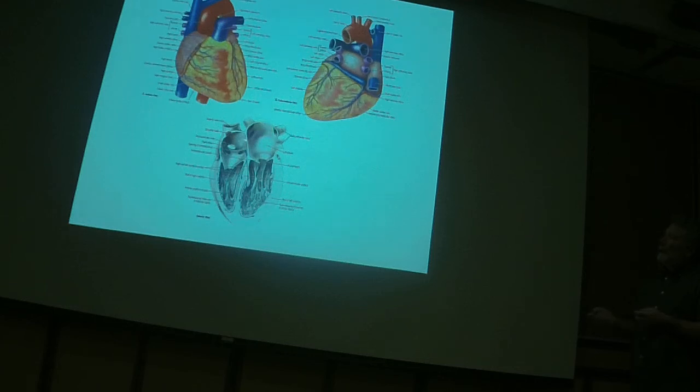We have a right atrium. Blood enters the right atrium through the superior and the inferior vena cava. You see a hole for it right here. Enters the right atrium, pushes through to the right ventricle. Right ventricle contracts in systole and pushes blood out to the lungs. Blood goes into the lungs, is oxygenated, comes back through the pulmonary veins back to the left atrium. Left atrium pushes blood into the left ventricle.